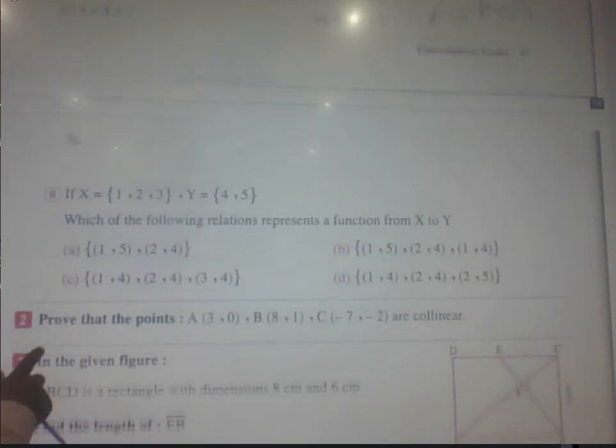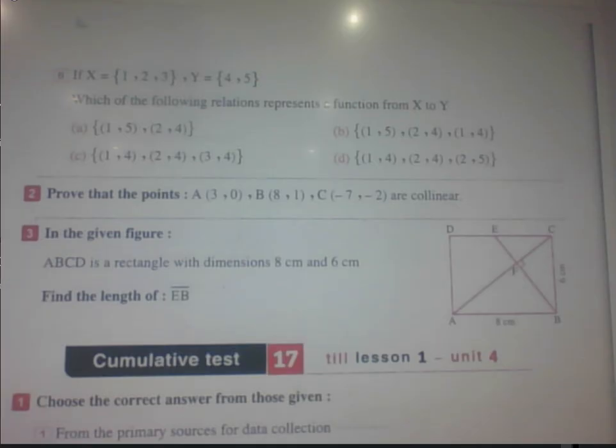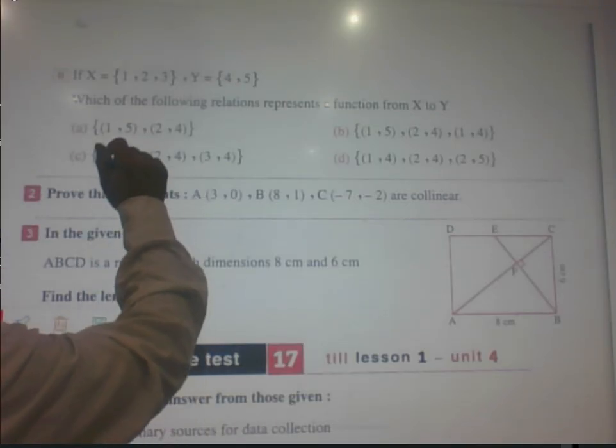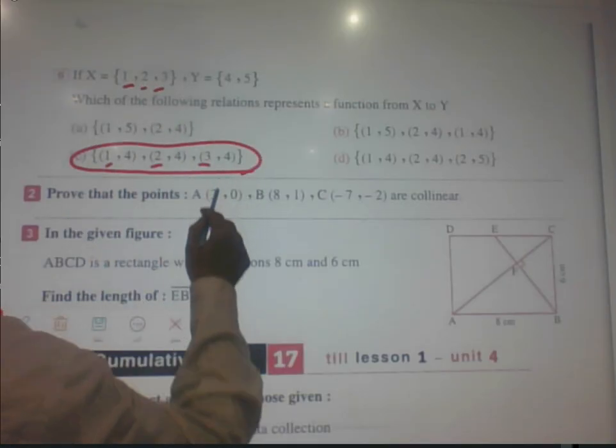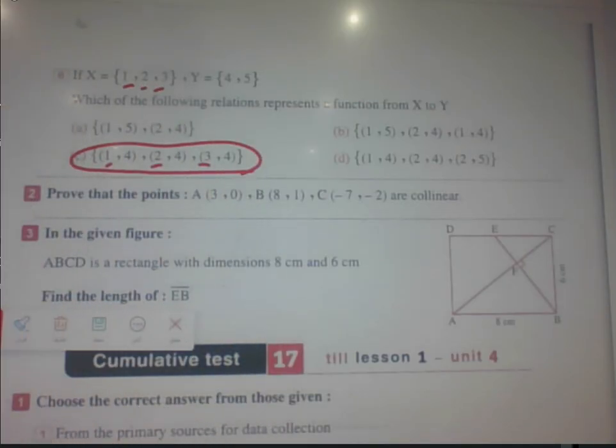Next question. If X and Y are two sets, which of the following represents a function from X to Y? Okay, a function means each element in X has only one image in R. We can find 1, 2, 3. Look here, 1, 2, 3. So it's a function because each element in X has only one image in R.